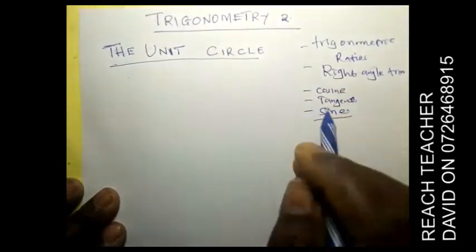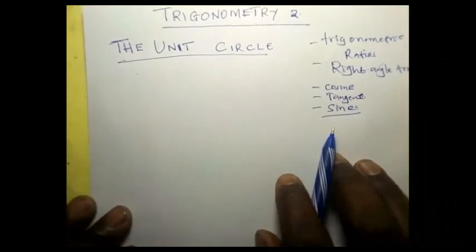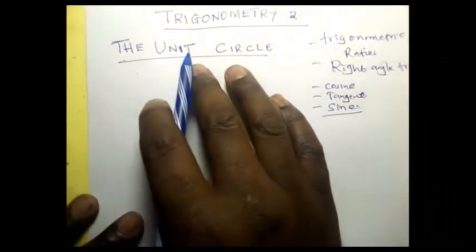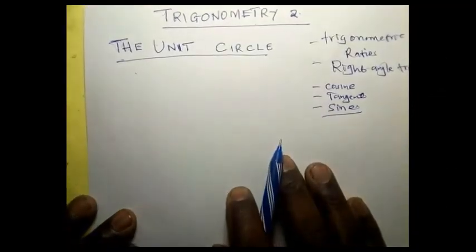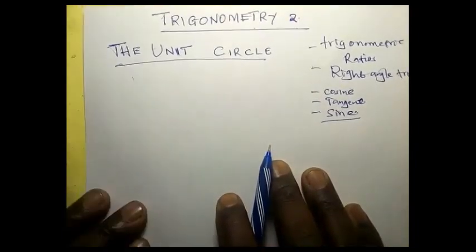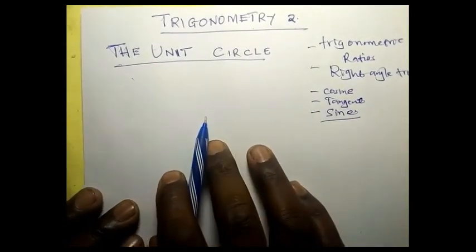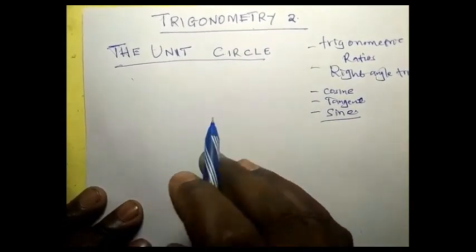The unit circle. So we will measure in the unit circle. Once you have understood how to use the unit circle, and then this trigonometry too, you will not have much issues with it. So we want to start with the unit circle. First, we need to understand the unit circle.